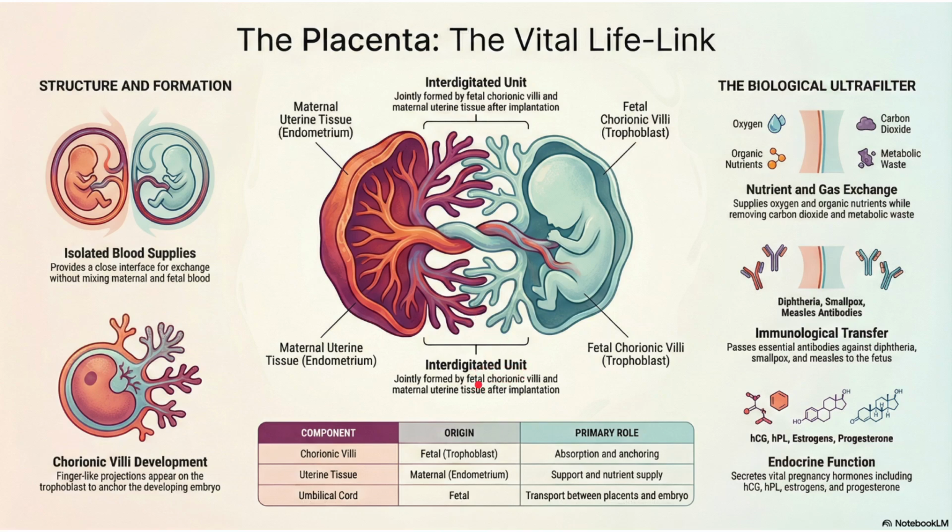That is we can see a fetal chorionic villi and maternal tissue after implantation. Implantation முடிஞ்சதுக்கு அப்புறம் இது ரெண்டும் சேர்ந்து ஃபார்ம் பண்றது தான் placenta. அப்ப ரெண்டு பார்ட்டுமே இருக்கும். Fetal part also will be present. Maternal part also will be present.